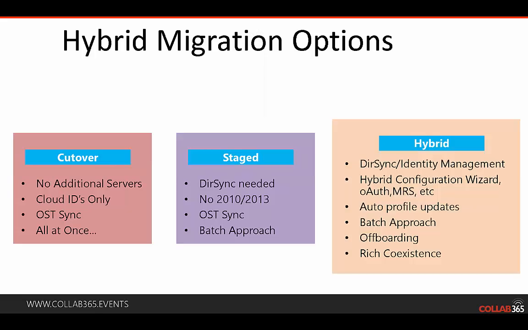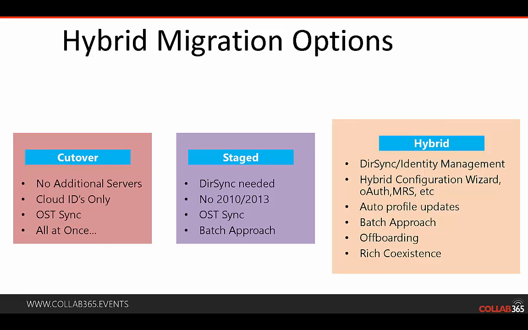All right. So what are the hybrid migration options? The options are cutover migration. There's no additional server required, only cloud IDs, OST sync, all at once. If you just have a small number of users, do it in one night. That's it. Bye bye. Staged: in staged, directory synchronization is required, but there's no hybrid Exchange, but the OST sync is required, and it's a batch approach. Then the most popular and highly used is the hybrid configuration. You're secure, big organization, big or small. I would say hybrid is the most secure. Otherwise, cutover is the best. Just do the cutover, you're done.